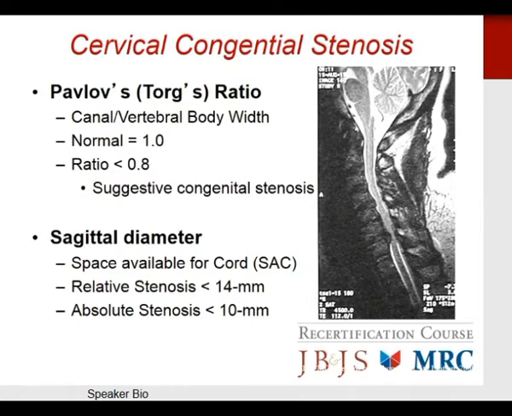Congenital stenosis can be defined by Pavlov's or Torg's ratio, which is a relationship between the canal divided by the vertebral body width. A normal ratio is 1.0. If it's less than 0.8, then that's suggestive of congenital stenosis. Using absolute values such as the sagittal diameter gives you a sense of what the space available for the cord is. Relative stenosis is defined as less than 14 millimeters, whereas absolute stenosis is defined as less than 10 millimeters.